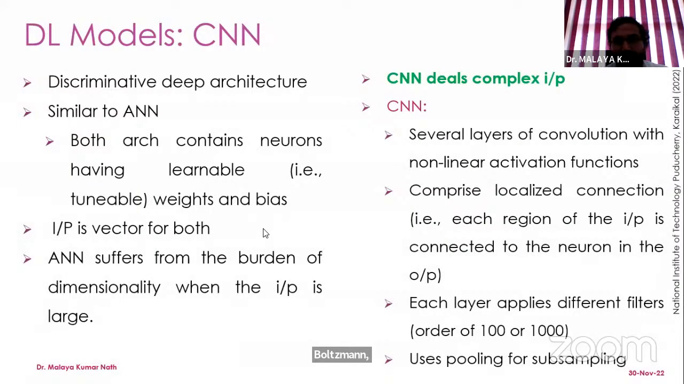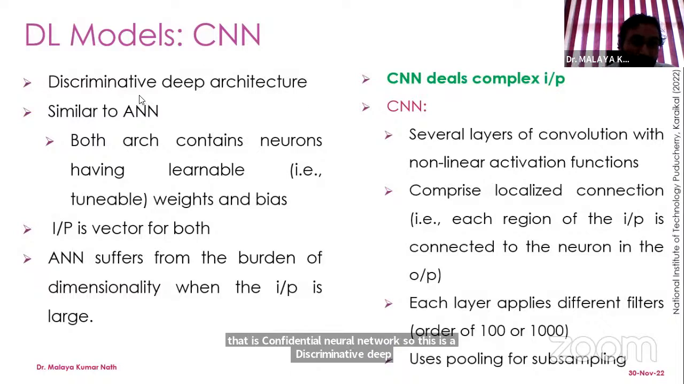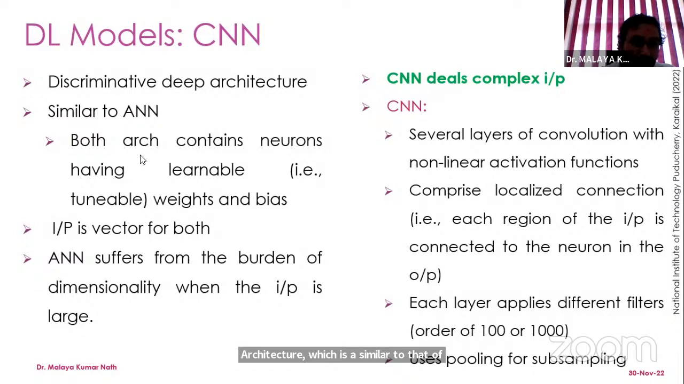So we'll just look into these different types of models. The first model is nothing but CNN, that is convolutional neural network. This is a discriminative deep architecture, which is similar to that of the artificial neural network. Both architectures contain neurons having learnable, that is tunable, weights or biases. Input is a vector for both cases.